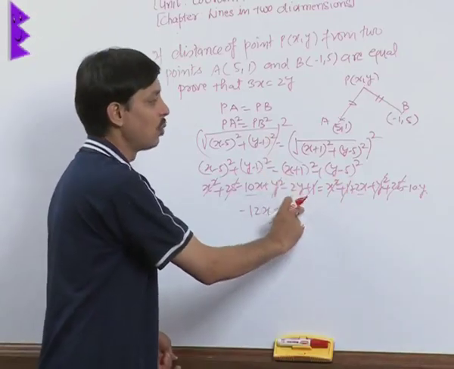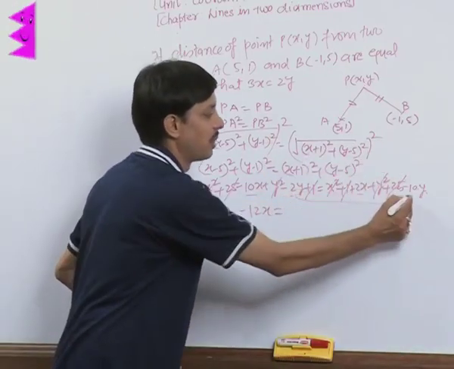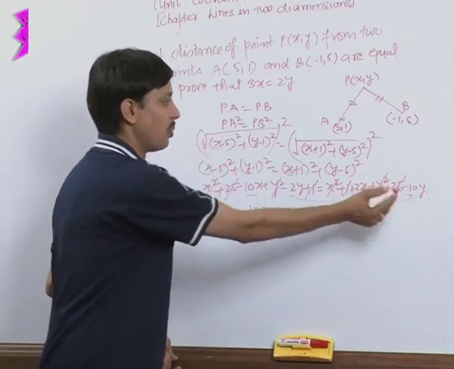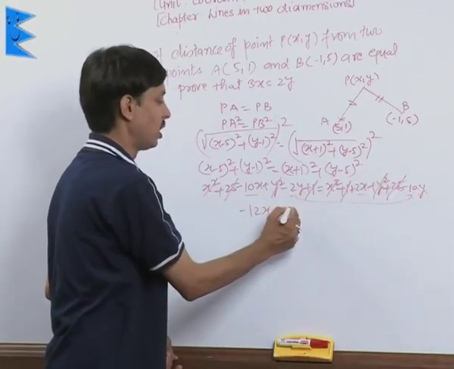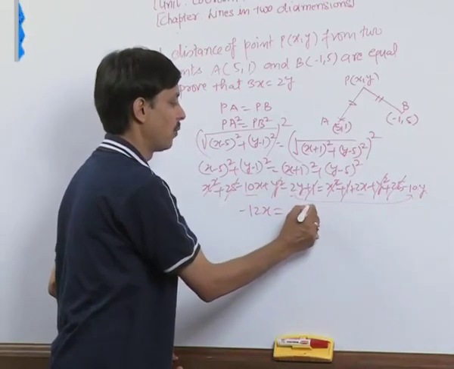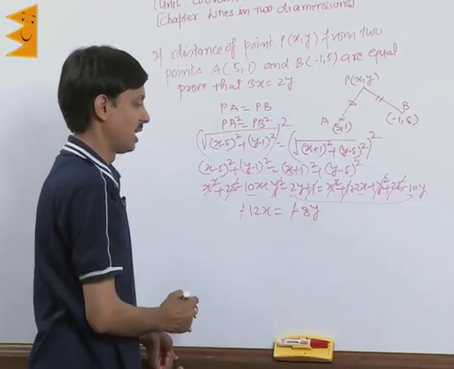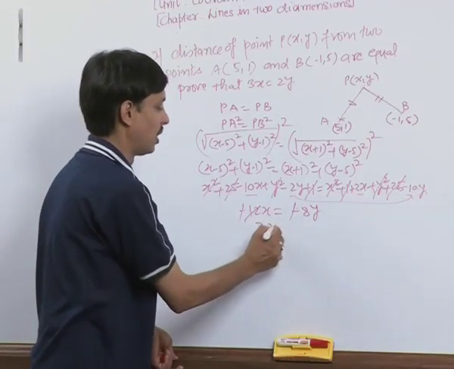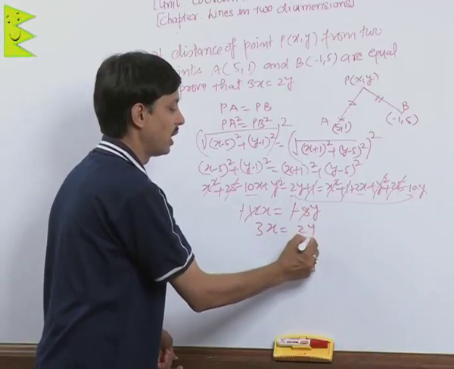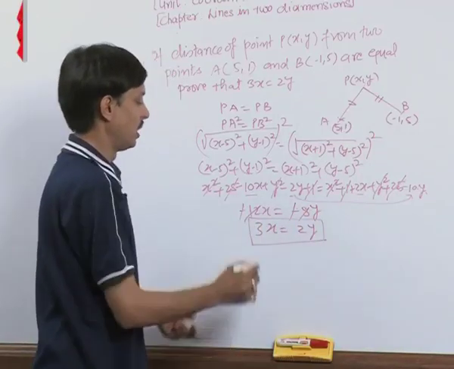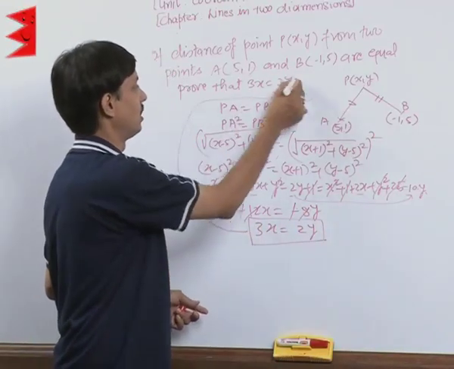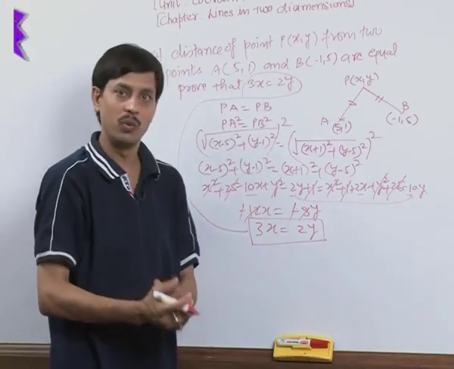Now this minus 2y when shifted to this side becomes the positive 2y. So minus 10y plus 2y gives us what? Minus of 8y. Minus and minus cancelled. 4 3s are 12, that is 3x, and 4 2s are 8, that is what? 2y. This is our required result, that 3x is equal to 2y, which we needed to prove.